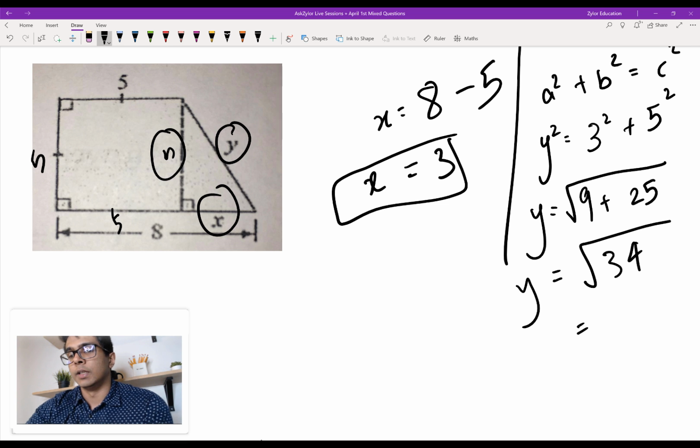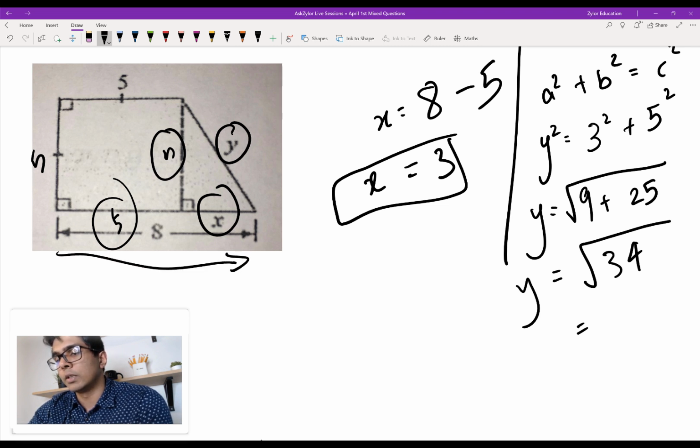Right. I did that because this symbol tells me that both the sides are the same length. So I know this is 5, so it gives me a square, so this is 5 as well. I know all 4 sides are 5, so that means x is going to be the total distance, which is 8 minus my 5, which is what I got, which was 3. And then I use the Pythagoras theorem to solve and find what my y value is.